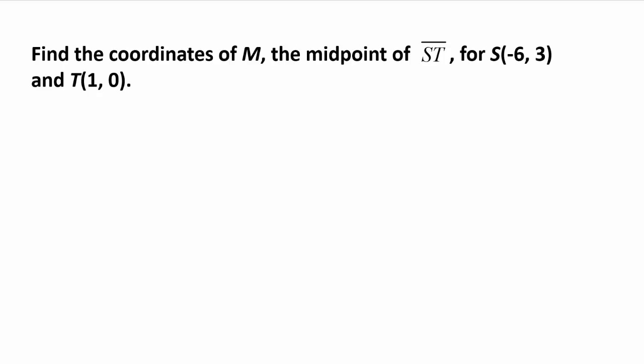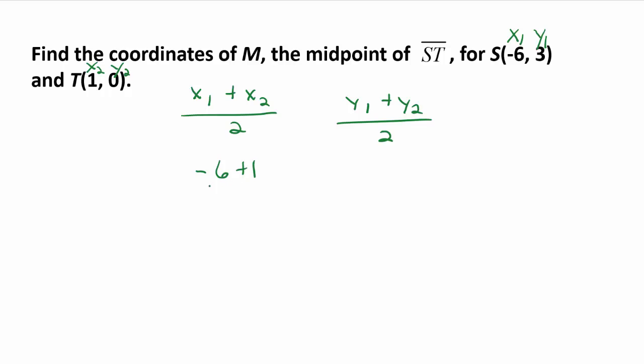Just like we've done before, we're going to start by labeling our points. We're going to call this guy X1, Y1, and X2, Y2. So remember, X1 plus X2 divided by 2, and then Y1 plus Y2 divided by 2. Let's plug in the points that we know, so it'd be negative 6 plus 1 divided by 2. Negative 6 plus 1 is going to be negative 5 divided by 2. So our x coordinate for the midpoint is going to be negative 2.5. Negative 5 divided by 2 is negative 2.5.